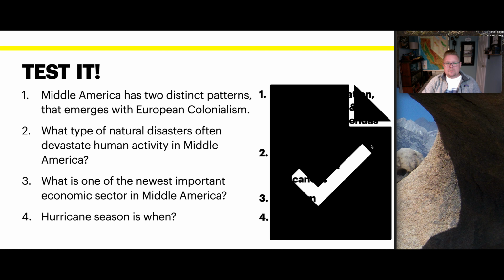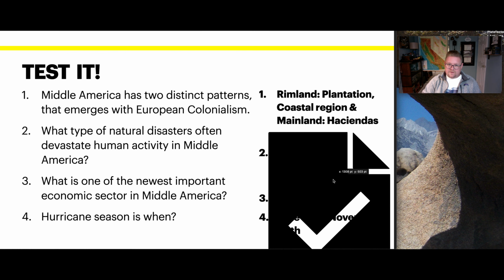Let's talk about these answers. The first one is, Middle America has two distinct patterns that emerge. What are they? Well, we've got rimland, which is plantation style, and mainland, which is hacienda style.